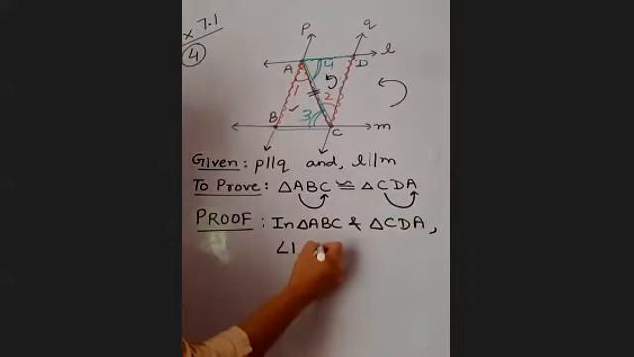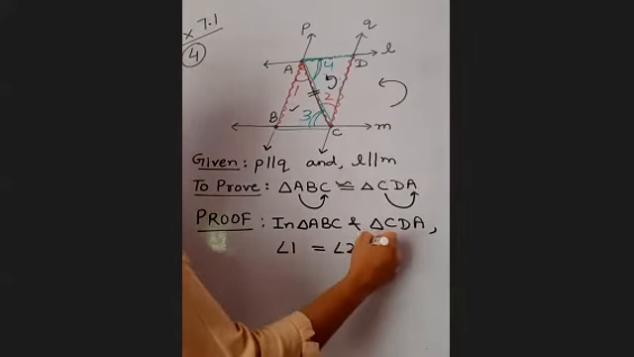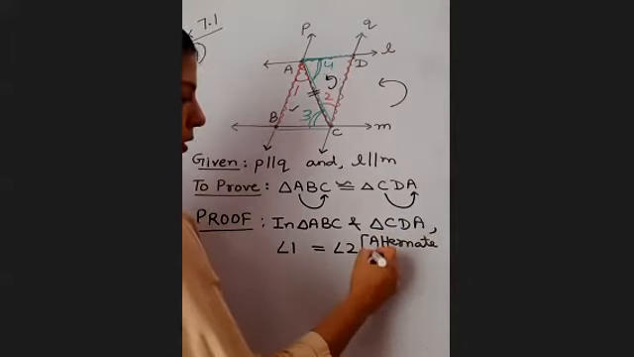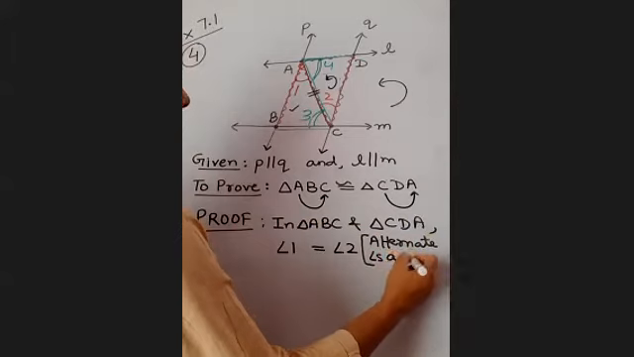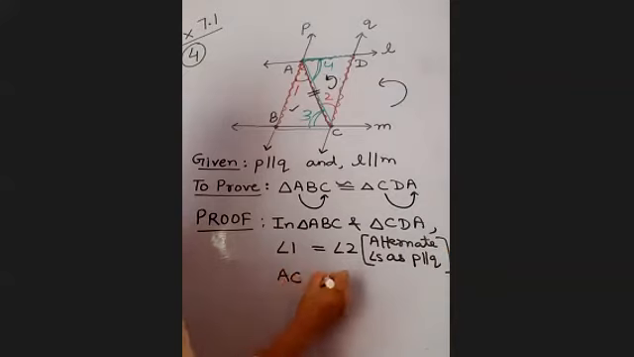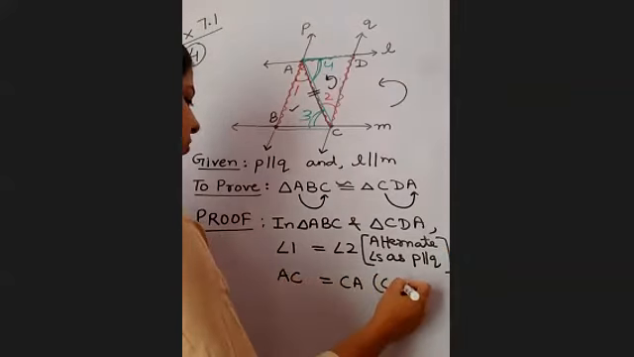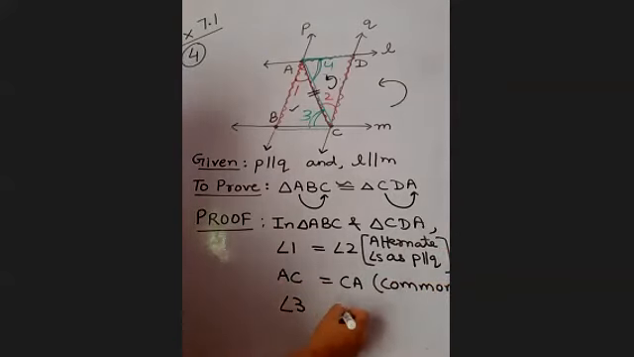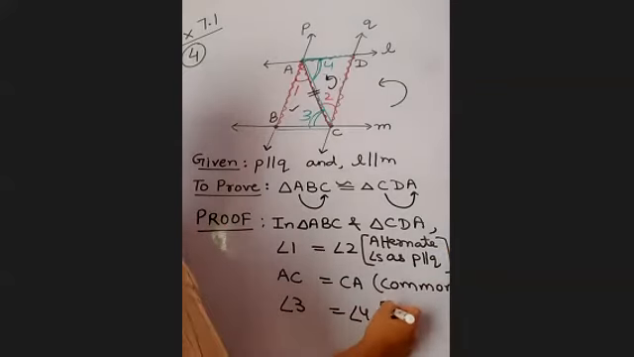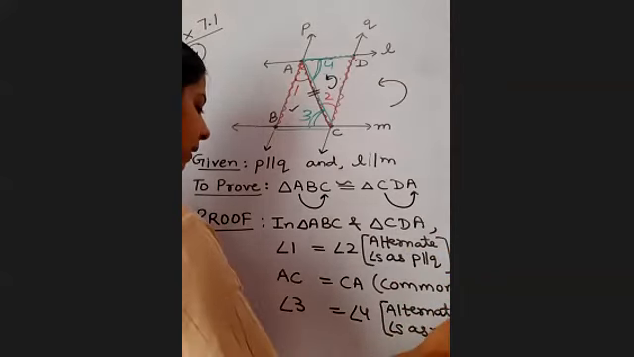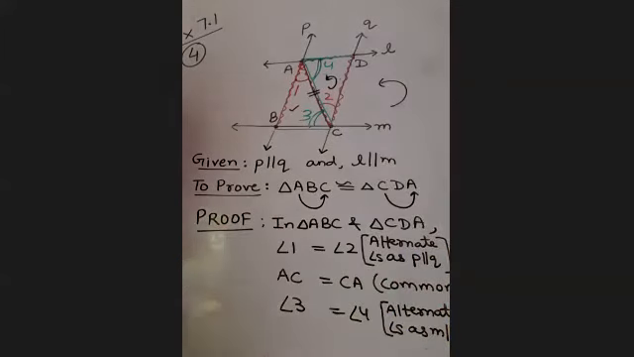angle 1 is equal to angle 2. You must write alternate angles as the reason and also put the pair of parallel lines: alternate angles as P parallel Q. Now, AC is equal to CA. Please pay attention. And angle 3 is equal to angle 4, again alternate angles as M parallel L. Okay?